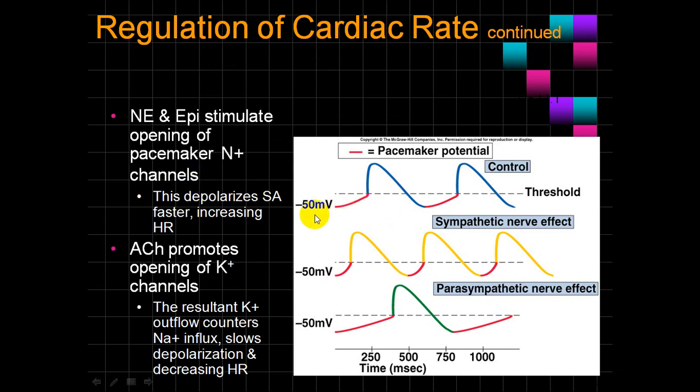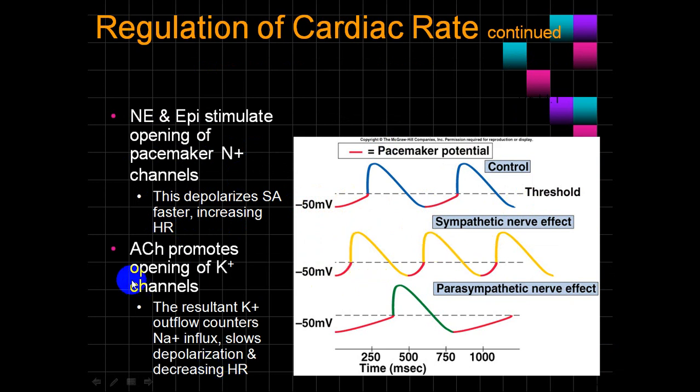So this is the normal SA node. It is not resting; this is the threshold before discharge, and after discharging there is no rest, it discharges again. This is the pacemaker, the SA node, the natural pacemaker. While here in yellow, due to norepinephrine and epinephrine stimulation opening the sodium channel, this depolarizes the SA node faster, increasing heart rate. This is how sympathetic nerve effect increases the heart rate, which is positive chronotrope, the cardio acceleratory.